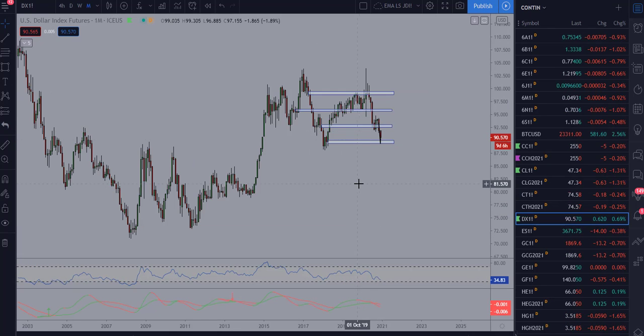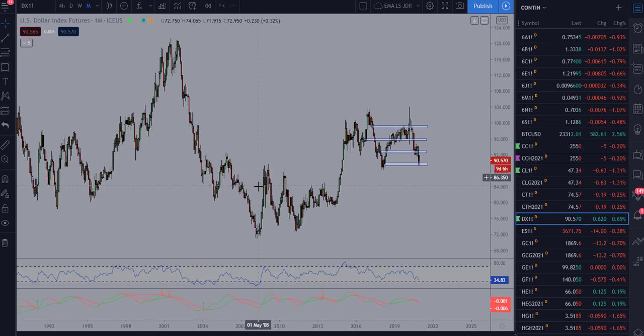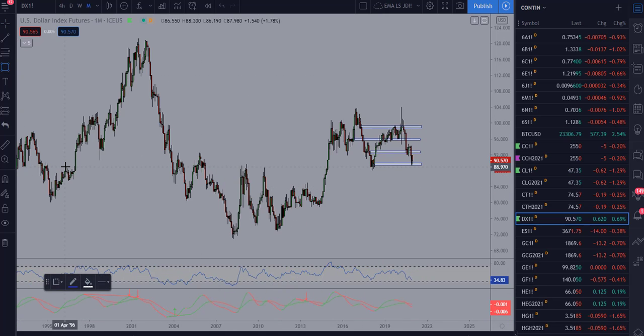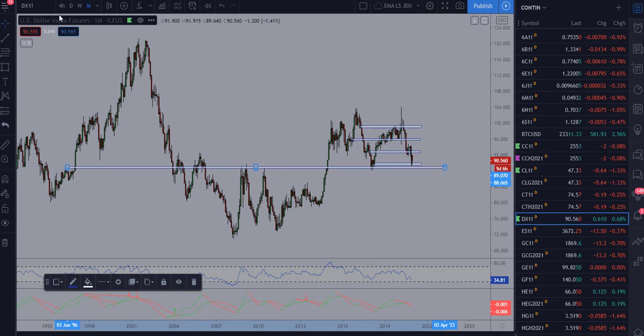You can also look at it on a monthly and dial back, and you can see that we basically have multiple touch points going all the way back to 96. This whole area is a huge area. We've got touches in 96, sticky action in 04, 06. That area served as resistance in 08 and then 2010, and then served as support back in the 2017 area.